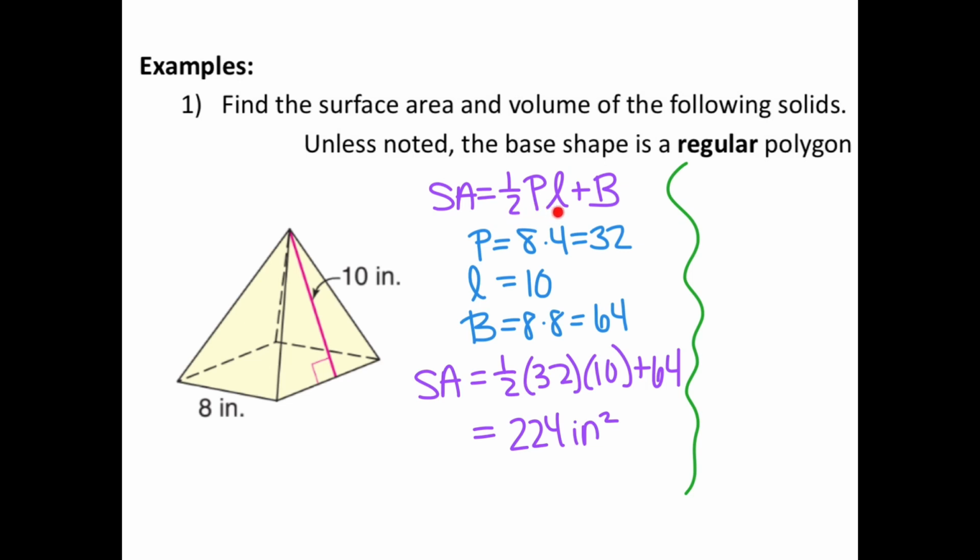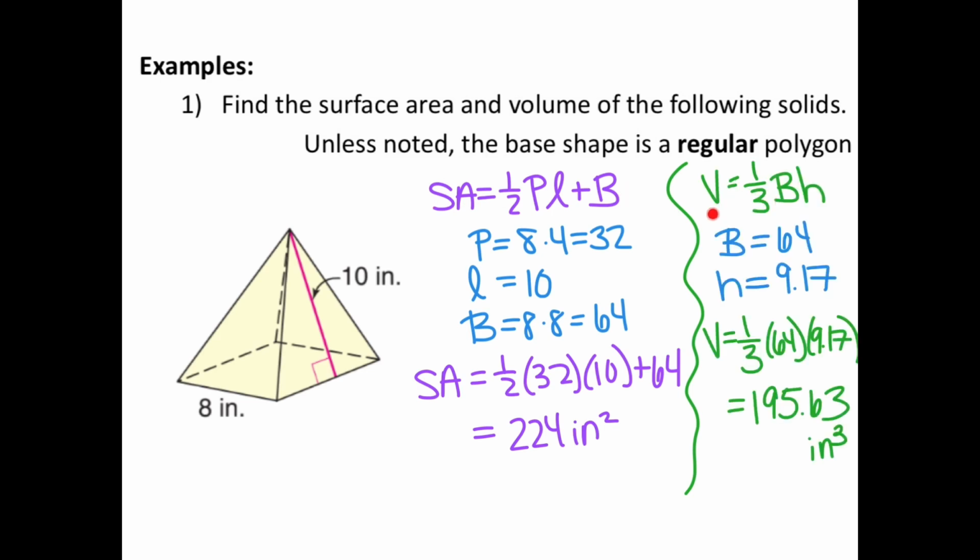1/2 times the perimeter times the slant height plus the area of the base. So I need P, I need L, and I need B. The perimeter around a square is 8 times 4. The slant height was given as 10. The area of the base is 8 times 8 because it is a square, it is a rectangle. So surface area ends up being 224 once we plug these values into my surface area formula.